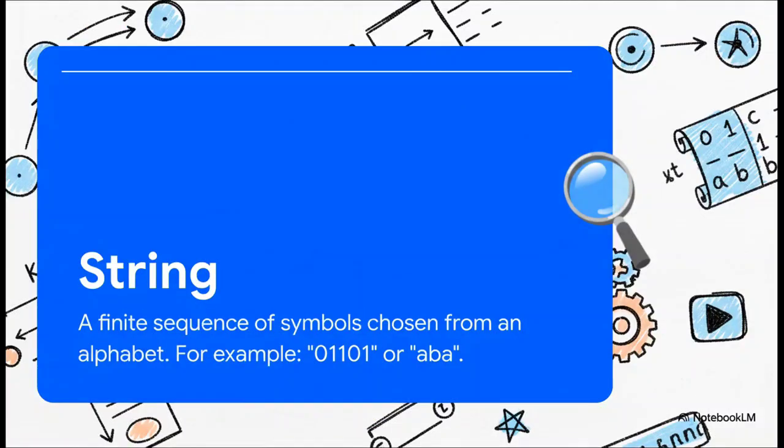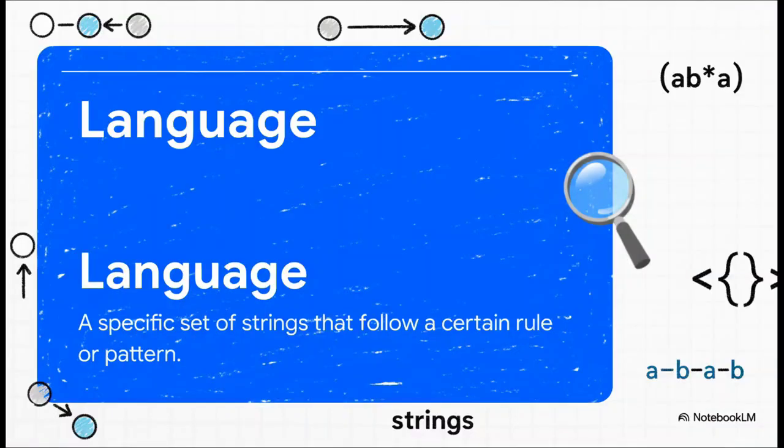Next, we've got a string. So if the alphabet gives us our letters or our Lego bricks, a string is just whatever we build with them. It's just a sequence of symbols from that alphabet. So with a binary alphabet, 0, 1, 1, 0, 1 is a string. With an AB alphabet, ABA is a string. Makes sense, right? And finally, we get to the most important part: the language.